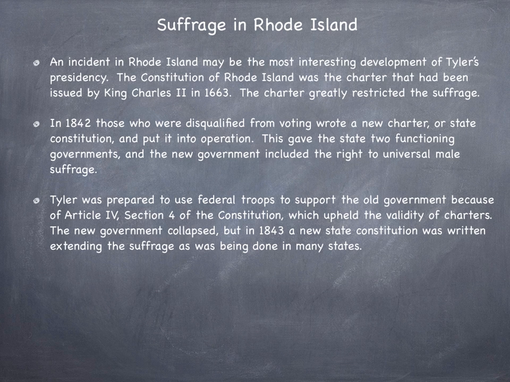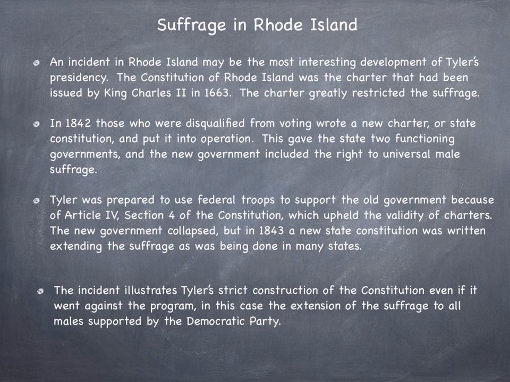Tyler was prepared to use federal troops to support the old government because of Article 4, Section 4 of the Constitution, which upheld the validity of those charters. The new government collapsed, but in 1843, a new state constitution was written extending the suffrage, as was being done in many states at this time. This incident really illustrates Tyler's strict construction and understanding of the Constitution, even if it went against the program, and in this case, the extension of suffrage to all males supported by the Democrats.